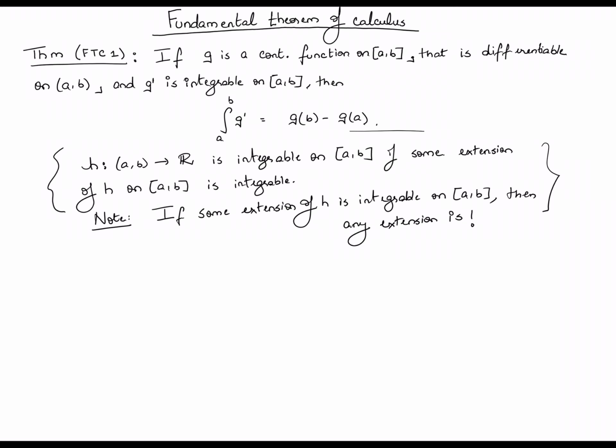Okay, so with this language, I hope the statement of FTC 1 is clear. Namely, g is continuous on the closed interval, differentiable on the open interval (a, b) in such a manner that g prime, which is the derivative of g, should be integrable on [a, b]. If that's the case, then the integral of g prime over the interval a to b is in fact g of b minus g of a. Okay, so that's your statement of FTC 1.